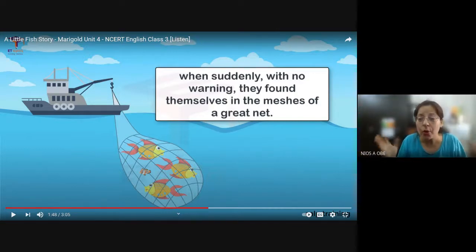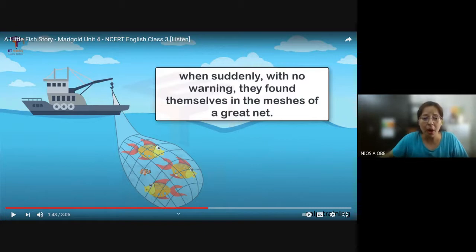Fisherman. Purab, who catches fish? Fisherman. Yes, very good. So there was a fisherman sitting in a ship. Ship is a water transport. And the fisherman is sitting in the ship. And he throws a big net in the water. He throws a big net and all the fish get caught in that net. They get trapped in the net and all the fish are now inside the net.